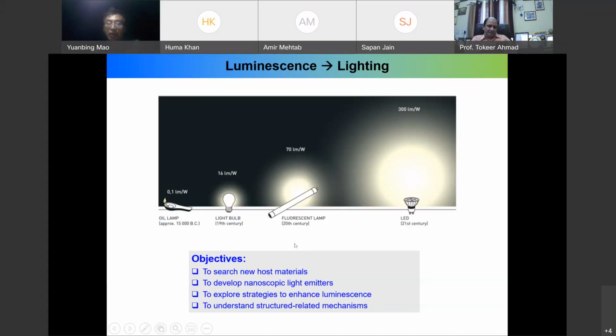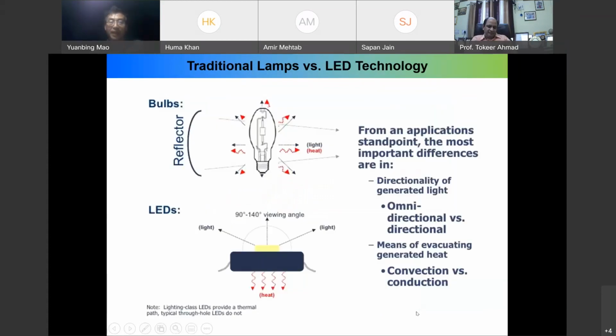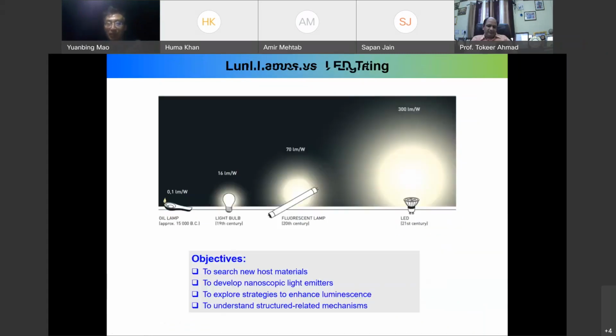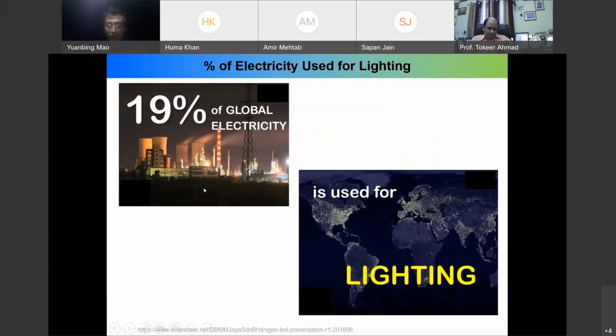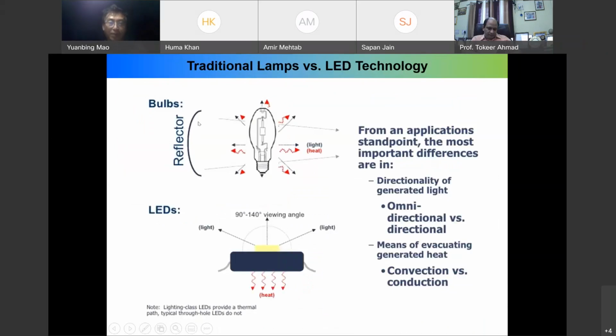I will give more details about this. But for lighting, again, it is similar to what I just mentioned to you earlier. Those are the objectives. Because I'm going to jump from the regular fluorescent lamps and light bulbs to the LEDs, I want to compare these two different types of technologies. So the bulbs, the regular bulbs, we know that.